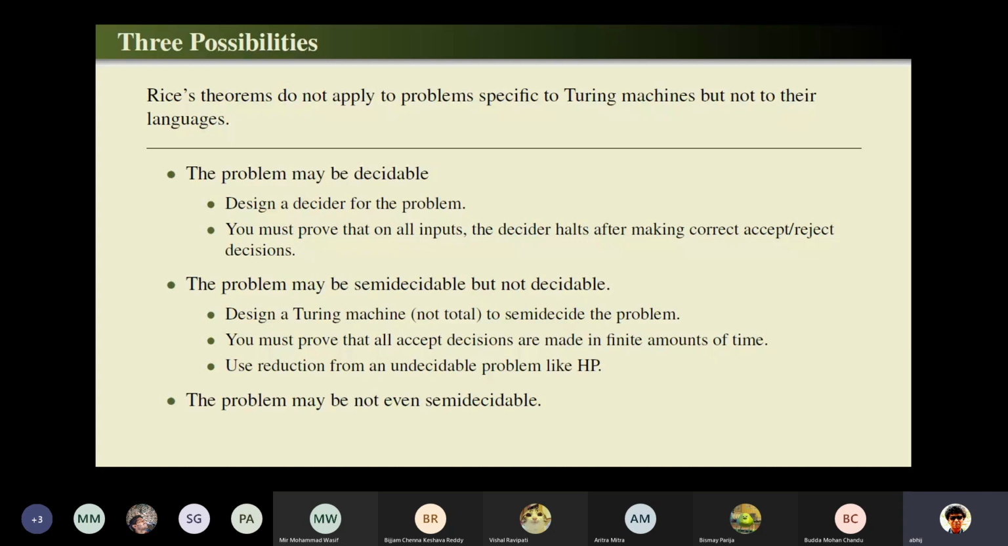And what about when the problem may be not even semi-decidable? In that case, you have to propose a reduction from a non-RE language like HP complement to that language. So this is the only way of settling things. Rice's theorem does not help you here. So you have to do one of these three things depending upon what kind of language you are dealing with. So that's the summary slide.